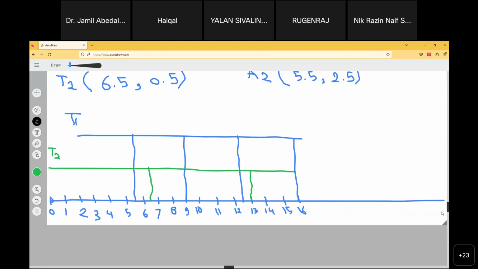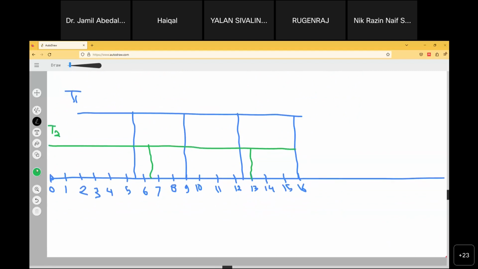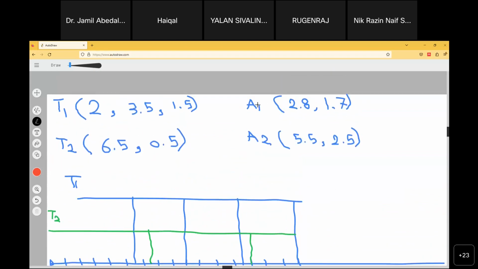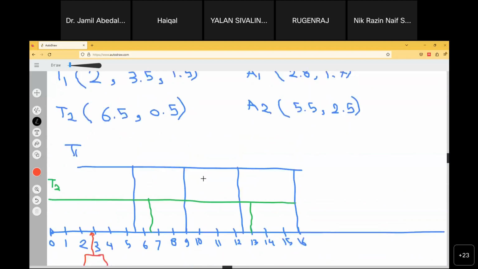Now we need to add the aperiodic. How to add an aperiodic here? Like that. For an aperiodic we usually choose a red color. First, an aperiodic release at 2.8, correct? So 2.8. That means here, 2.8. This is the first aperiodic, released at 2.8.